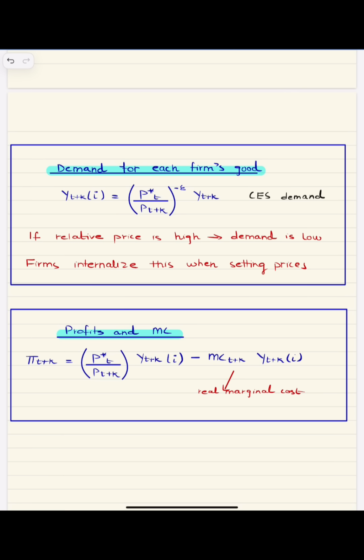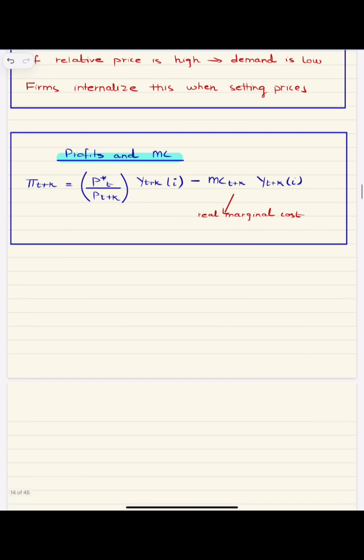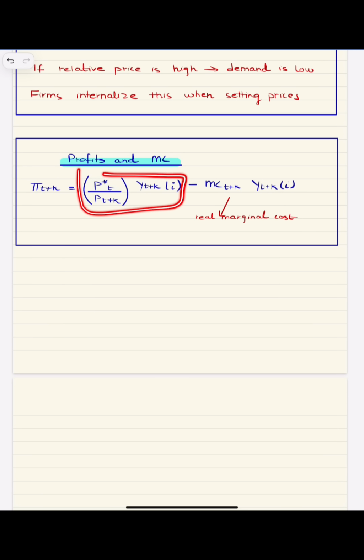Okay, the profit of each firm is basically total revenue minus total cost, and now the objective is to maximize the profit. So let's start doing this.